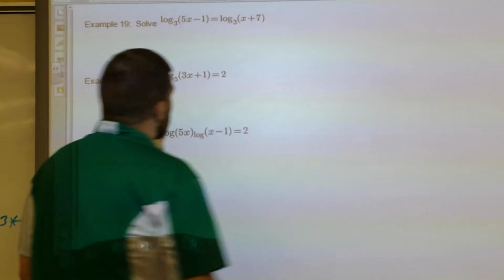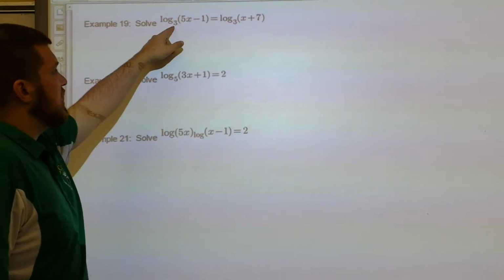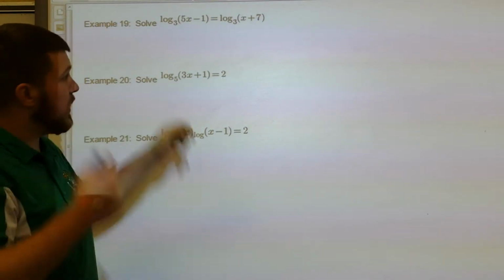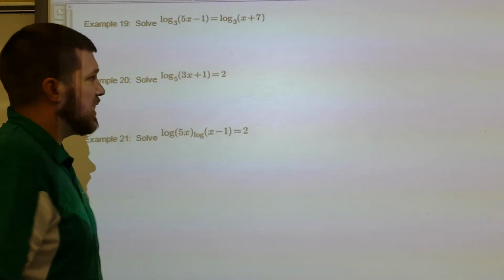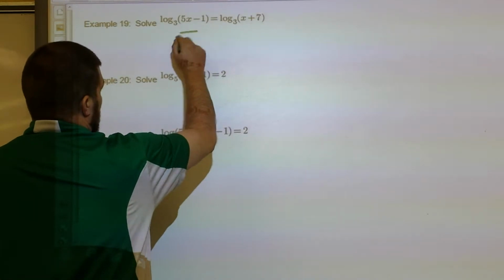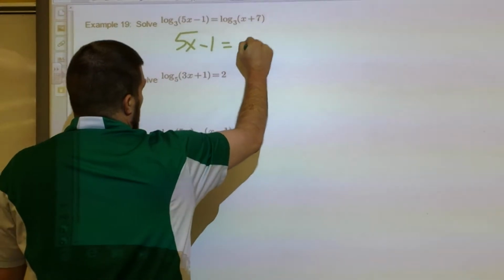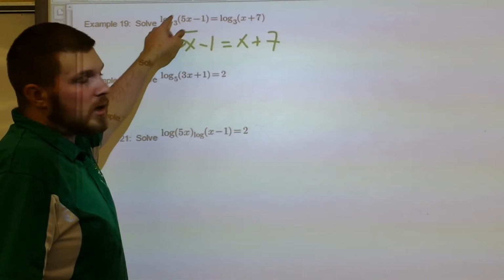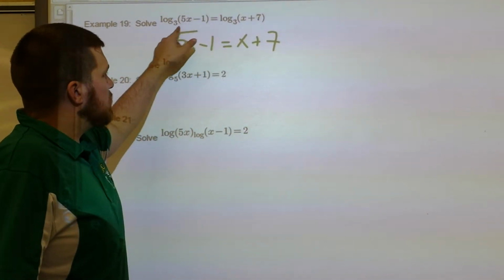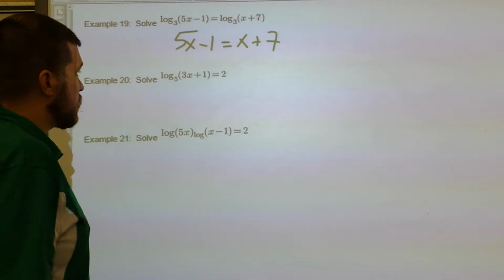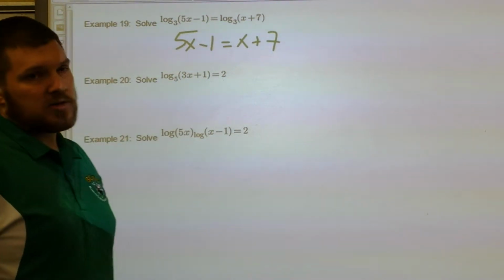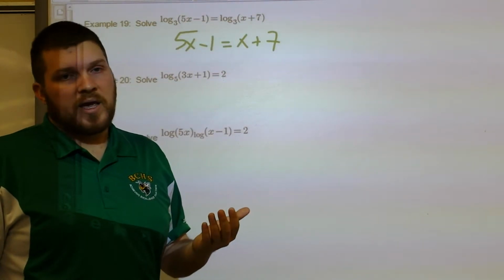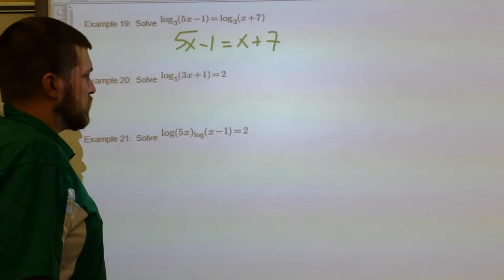Do the first one in green. Well, my example 19, I have base 3, base 3. The base is already matched, so no big deal. If the base is matched, that means the inside pieces have to match. So I can start off by saying 5x minus 1 equals x plus 7. Again, I'm only able to say that because I have one log per side, and those bases are exactly the same, base 3 and base 3. If you have more than one log per side, or if the bases do not match, you can't do that, okay? So you would have to do more work, which we'll see in a few minutes.